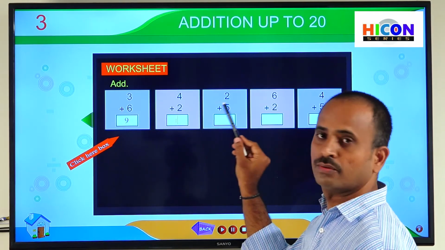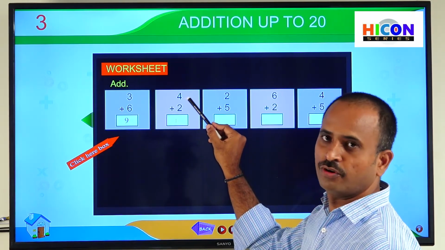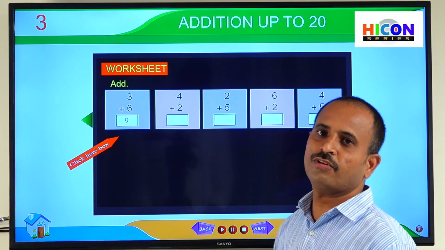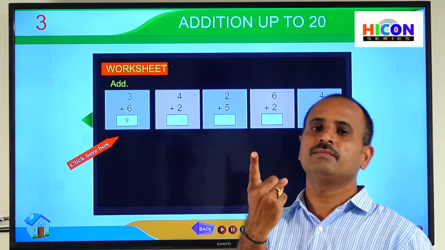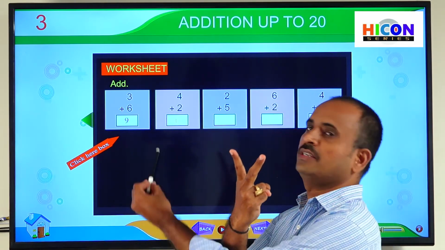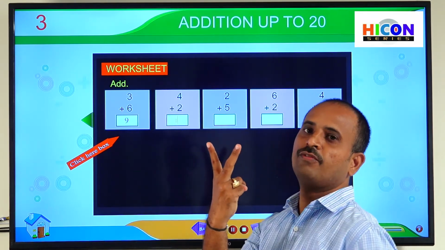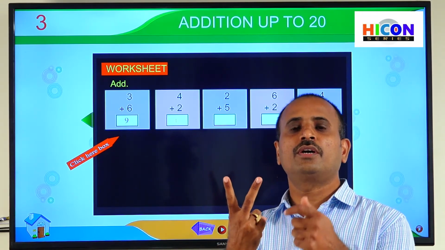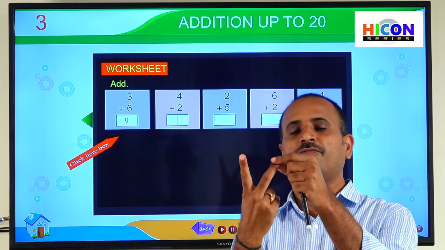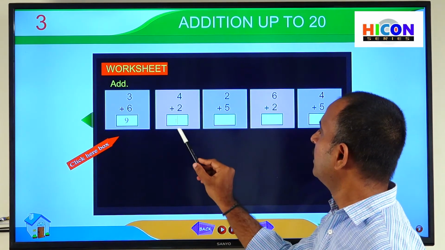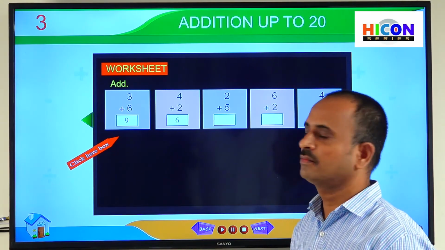4 plus 2. The first number is 4 and the second number is 2. So open 2 fingers of your hand. That is 1, 2. And start counting after the first number. So what is the first number here? 4. So after 4 we will get 5. So start counting from 5. That is 5, 6. So the sum is 6. Write 6 in this box.